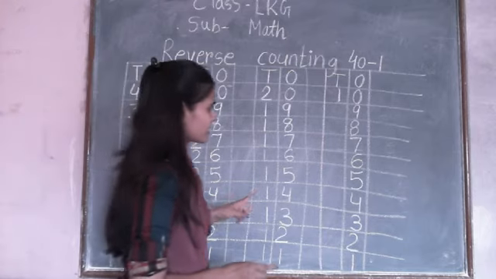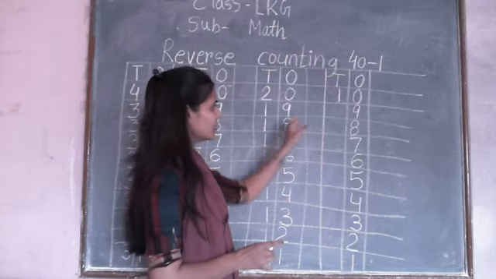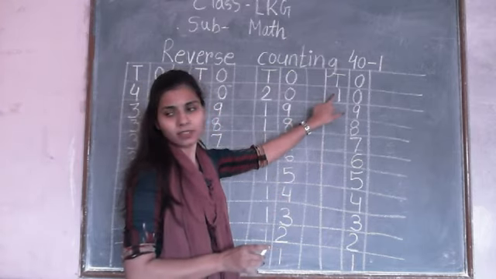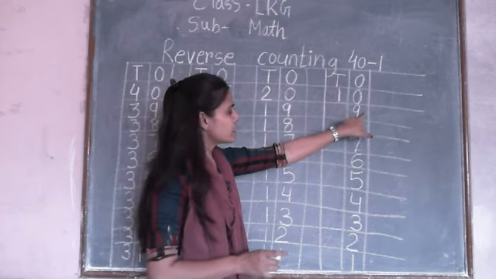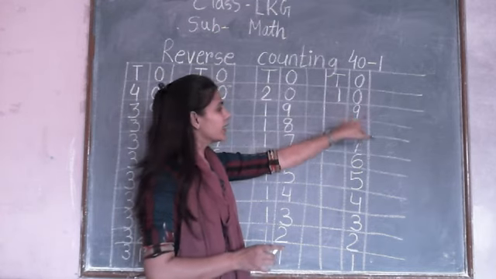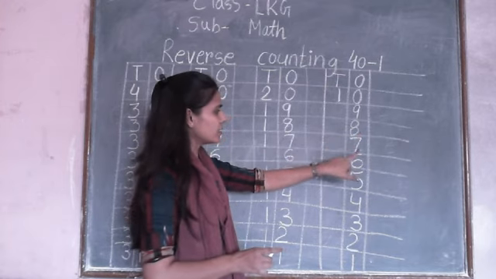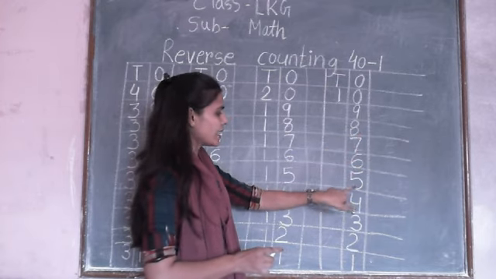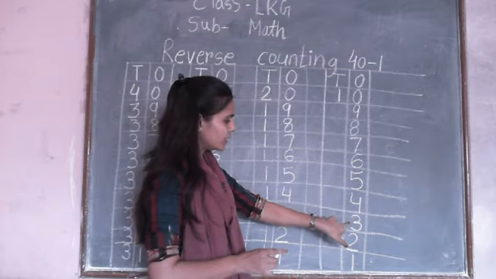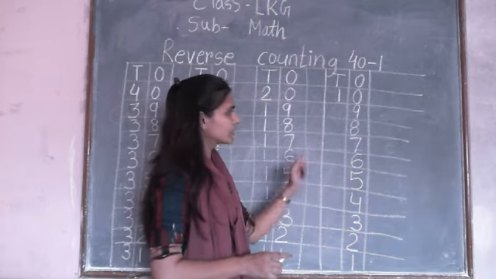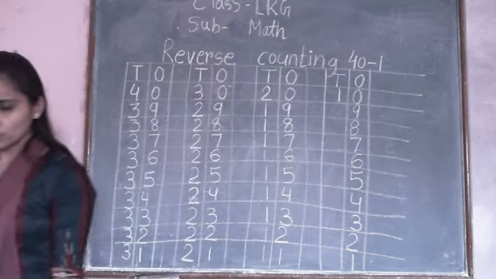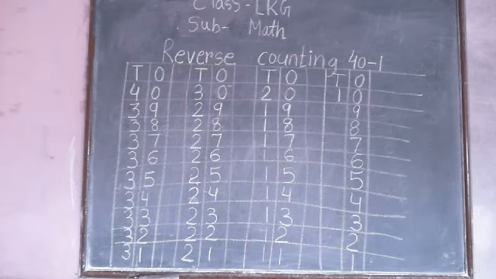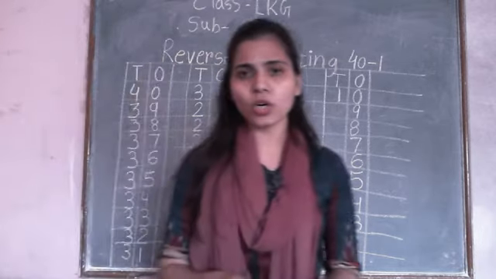Now move to the next line, 10 to 1. Let's check 10, then this line 9, 8, 7, 6, 5, 4, 3, 2 and 1. 10 to 1. So your reverse counting from 40 to 1 done in your math notebook.